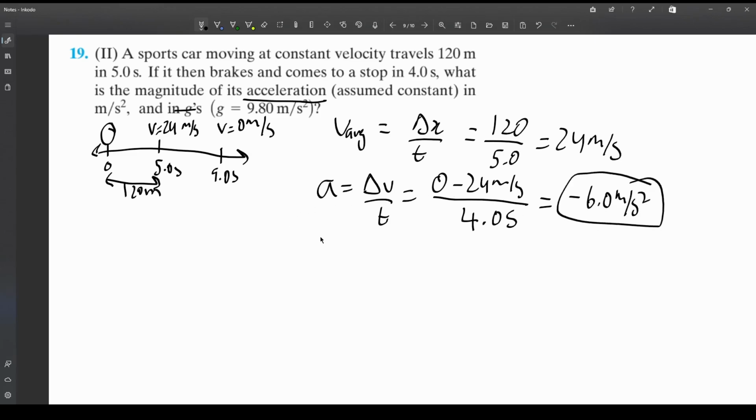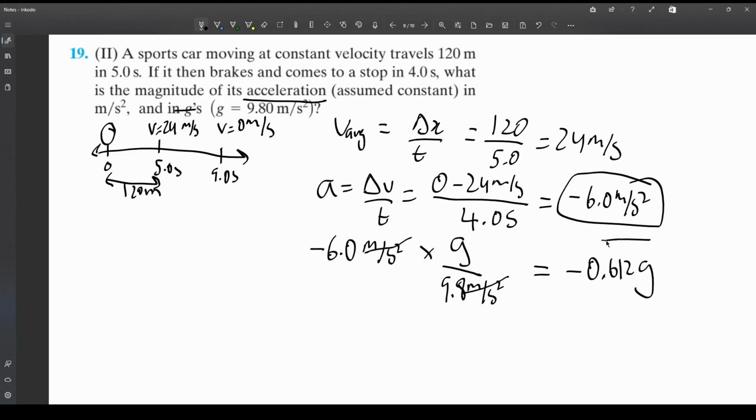And then if we want to convert this to G's, 1 G is 9.8. So this is just simple dimensional analysis like I taught in the review video, times 1 G, which is 9.8 meters per second squared. You get that, and this now equals minus 0.612 G's. So that's how you solve that problem.